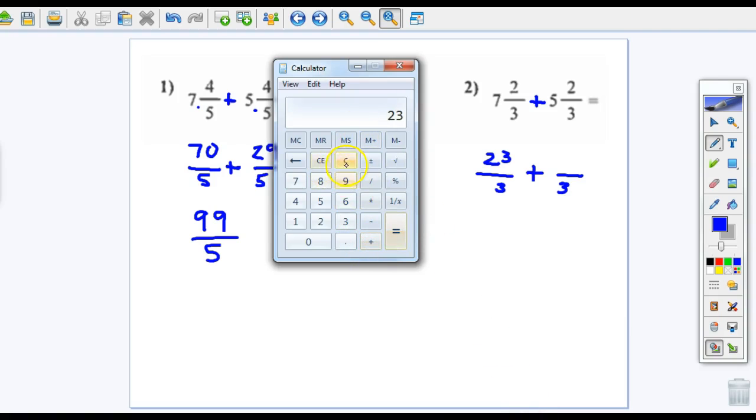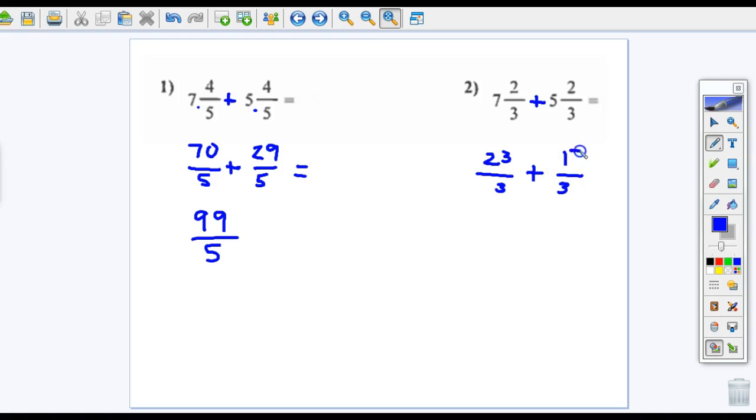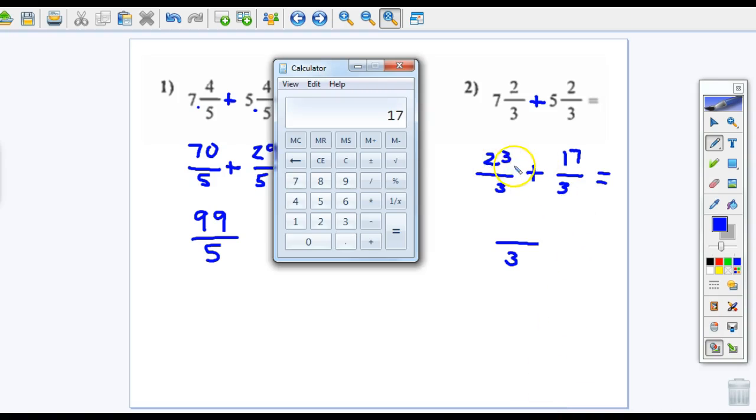So let's clear this and do the next side. 5 times 3 plus 2 gives me 17. So I'm going to write that number up on the top here. Then I'm going to add them together, and I know my denominator doesn't change because as long as they're common or the same, it just moves right along with me. So I'm going to take my 23 and add 17, or I'm going to take my 17 and add 23 to it. So that equals 40.